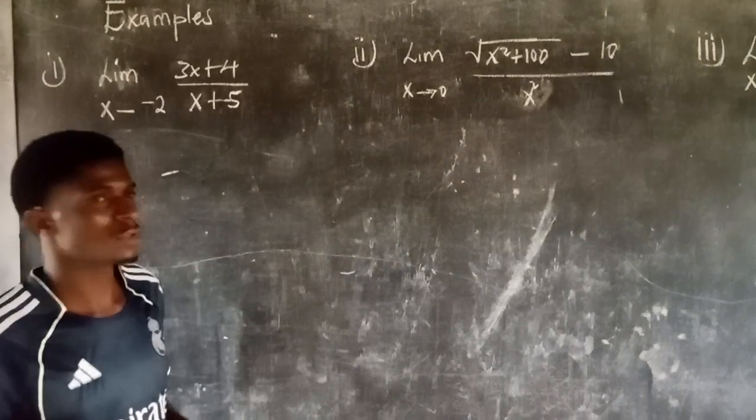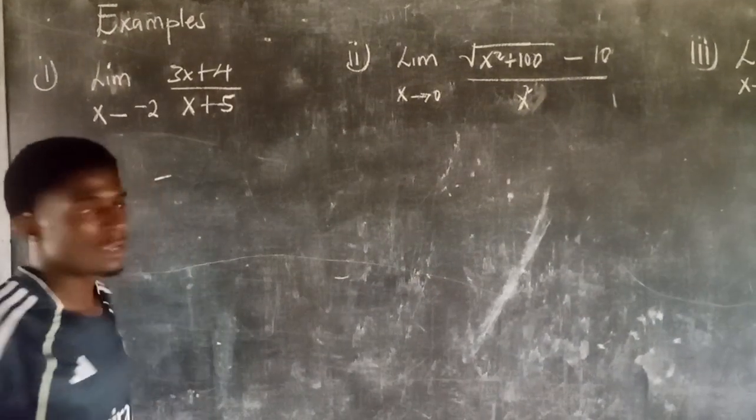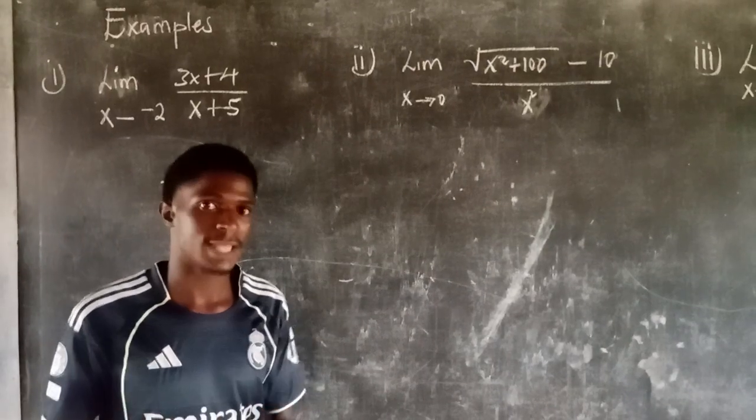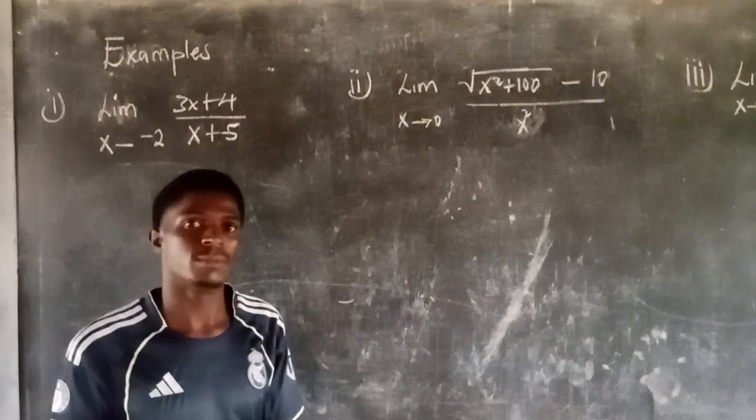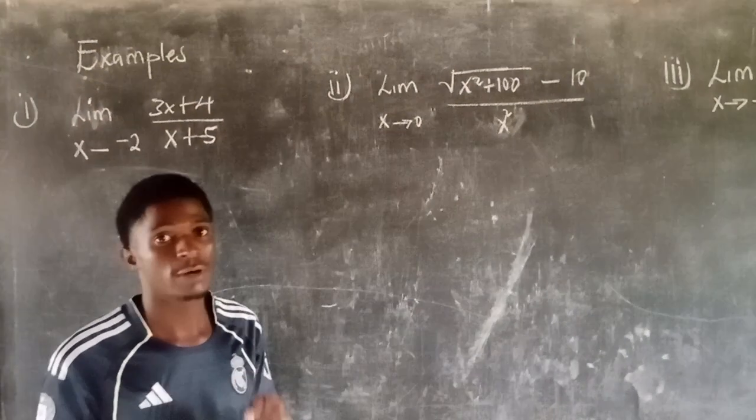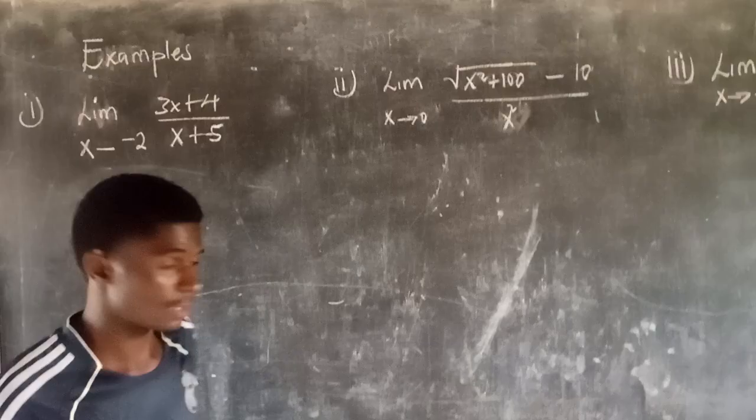In this video, I'm going to solve 3 examples on limits. Before I go into that, I would like to emphasize that before you start solving a problem on limits, the first thing that you have to consider is direct substitution. What do I mean by direct substitution?